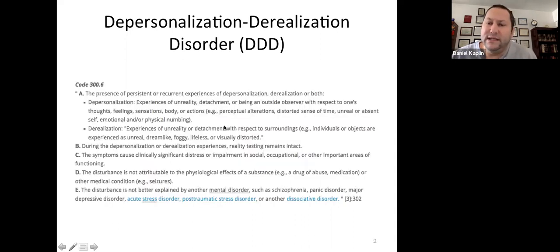So in the DSM-5, here's the criteria a person must have in order to meet the diagnosis. There must be the presence of persistent or recurrent experiences of depersonalization, derealization, or both. Now, we defined depersonalization, derealization, but this is the direct quote from the DSM-5. Depersonalization is experiences of unreality, detachment, or being an outside observer with respect to one's thoughts, feelings, sensations, body, or actions. So there might be perceptual disturbances, there might be distortions in time, there might be physical numbness, and so forth. Whereas derealization is the experience of unreality or detachment with respect to one's surroundings. So people or objects are experienced as unreal, dreamlike, foggy, lifeless, etc.